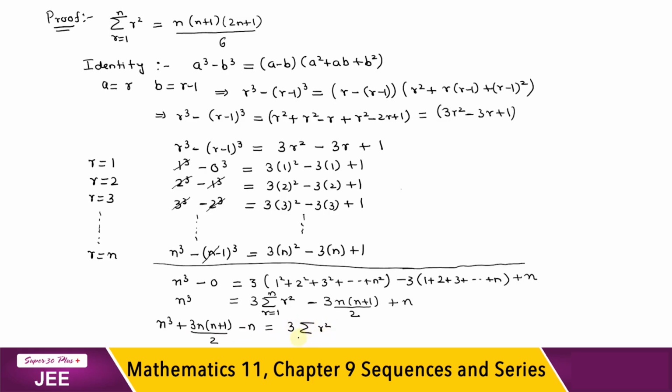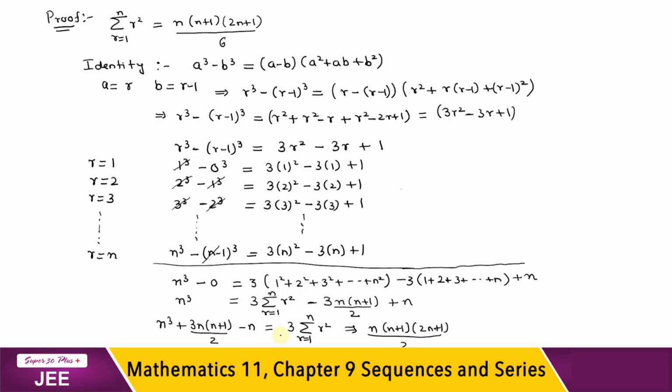sigma r square. Upon calculation in LHS, we are going to get (n plus 1)(2n plus 1) divided by 2. We have to just simplify the LHS, take n as common from these three terms, and there will be a quadratic in n. Upon factorization, it would give us (n plus 1) and (2n plus 1) as factors. So this combined can be written as (n plus 1)(2n plus 1) divided by 2.